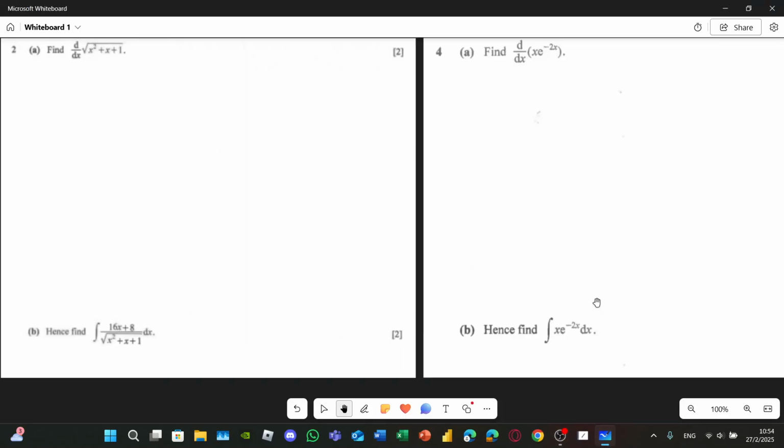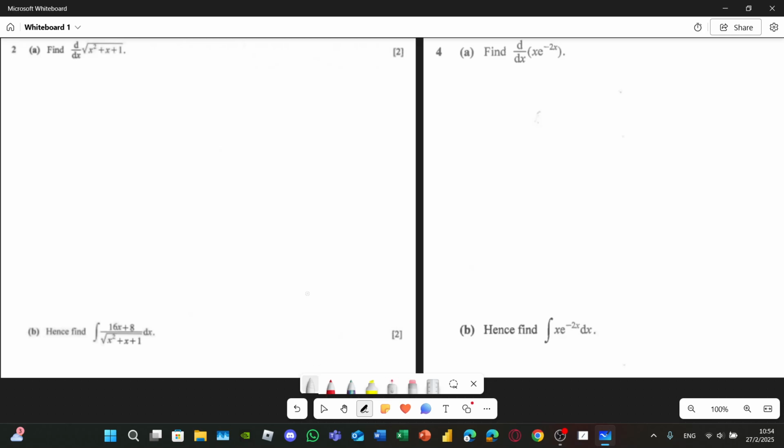Hey everyone! Now in this video I'll be presenting to you these two derivative problems that lead to integration of such functions. I took these questions from the Singapore Cambridge GCE Ordinary Level Additional Mathematics papers from the year 2023 and 2024. Now these two problems require students to find the derivative of a given function and then use this to find the integral of another function.